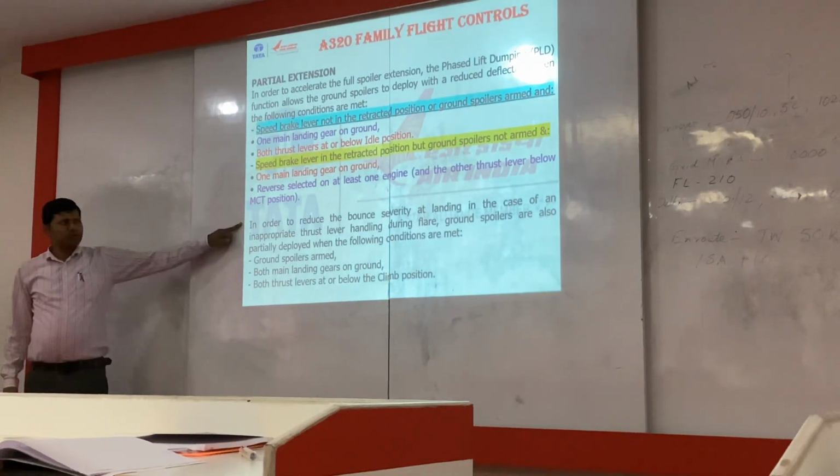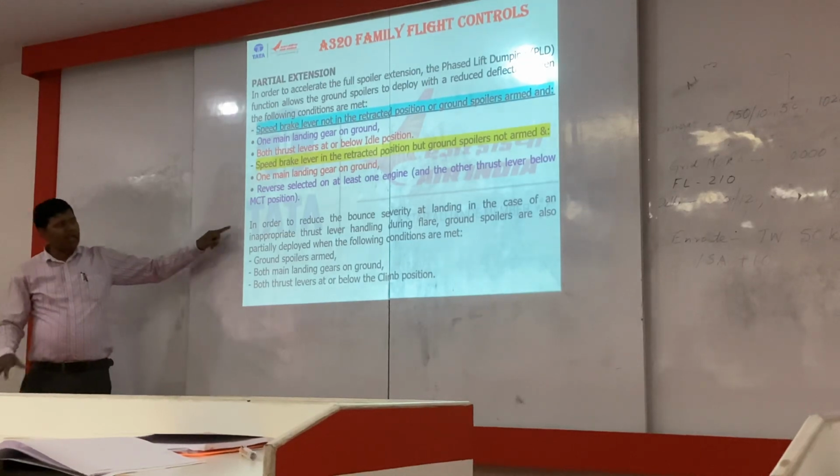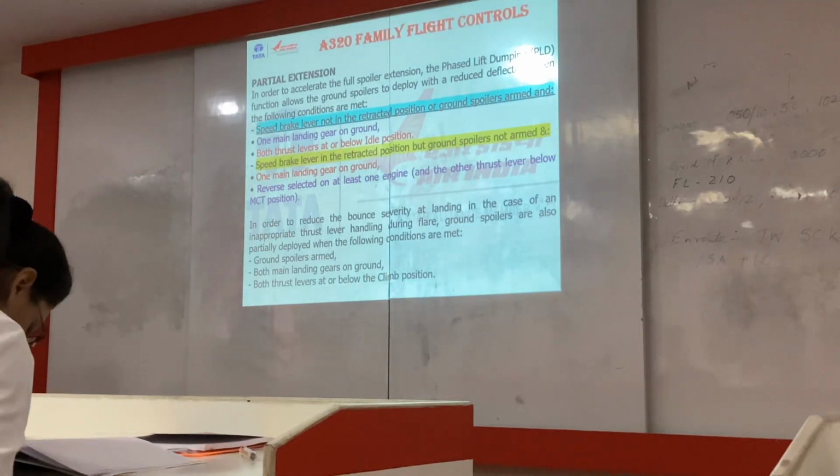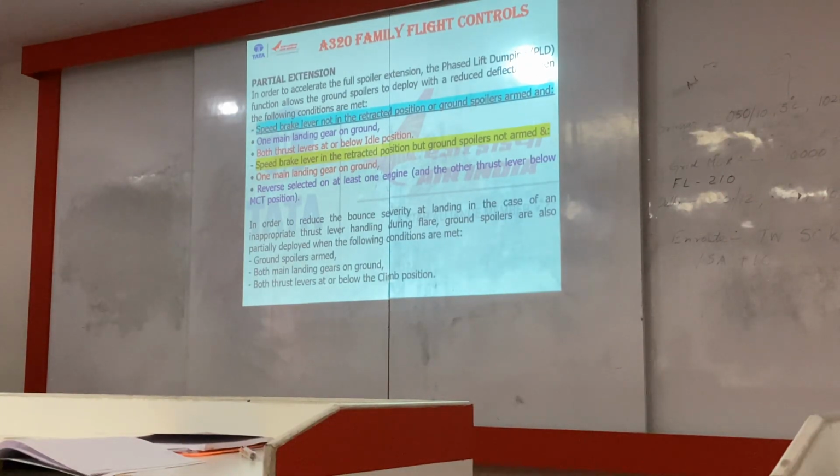In order to reduce the bounce severity at landing in case of inappropriate thrust lever handling during flare, ground spoilers are also partially deployed when the following conditions are met. Ground spoilers are armed, both main landing gears on ground, both thrust levers at or below idle position.